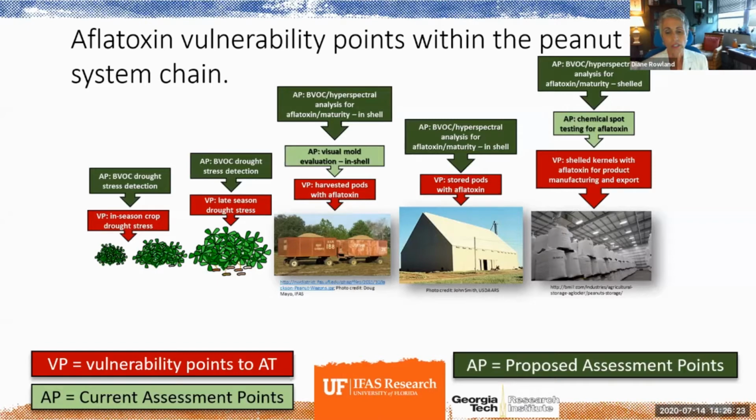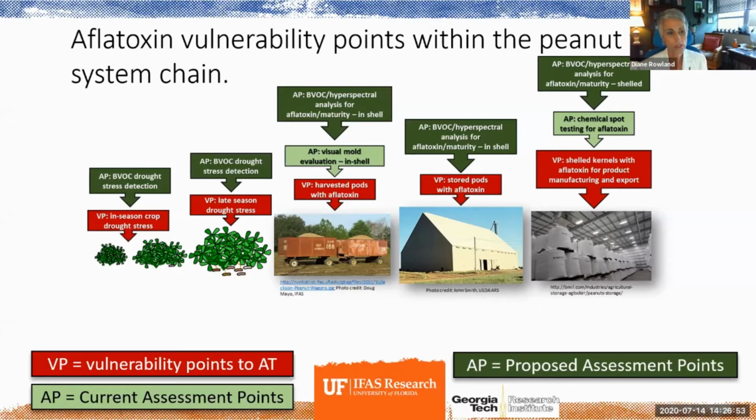In the light green are, in most cases, the current assessment processes that are in place. For example, we have those at the buying point and then during shelling. In most cases, these assessment points, as Marshall pointed out, are either low tech, where we're looking at visual mold, for example, the presence of visual mold, or they're a single approach. So there may be a chemical test for aflatoxin itself.